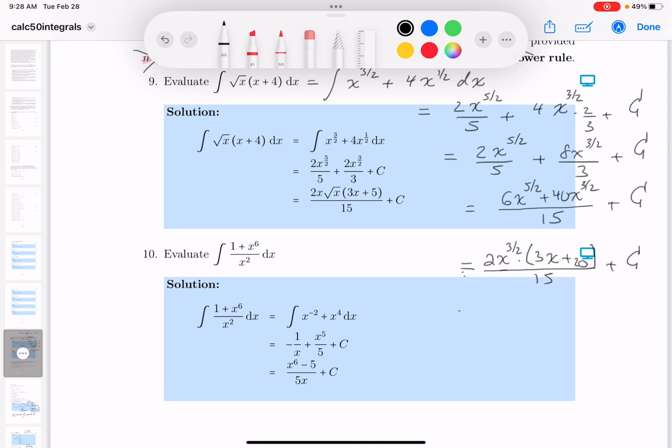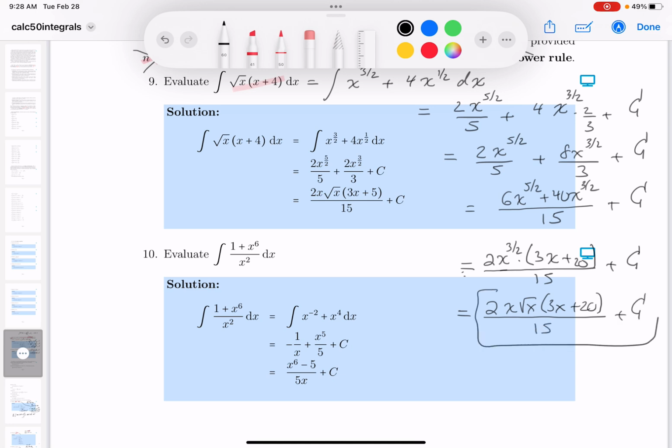All right, let's write this down. I'm going to write it without the fractional exponents. Someone says, why is that? Look at the original problem. They did not use fractional exponents. So let's write this down. 2 root x. I'm sorry, I went too quickly there. It's going to be 2, and 3/2 is 1.5, so it's x root x. And then you can get 3x plus 20 over 15 plus c.